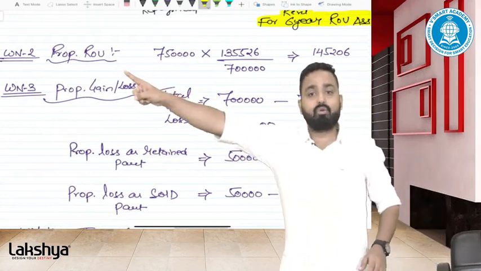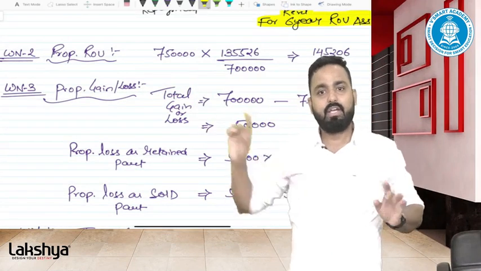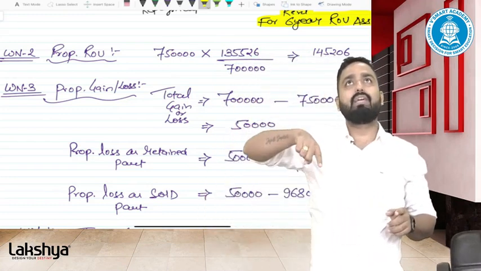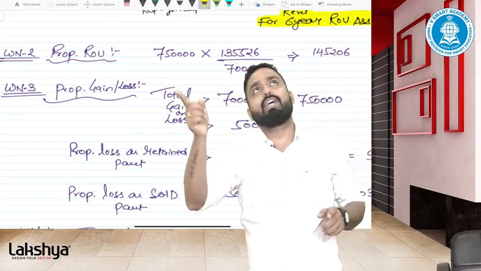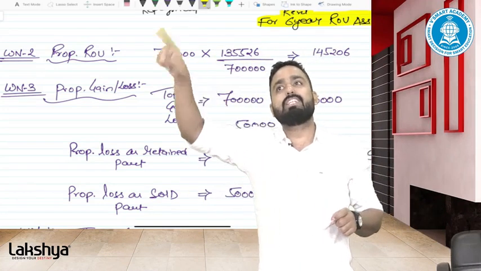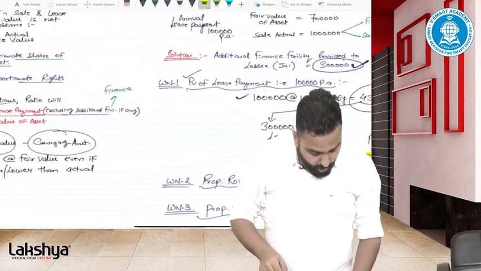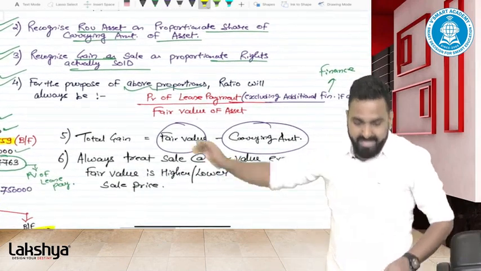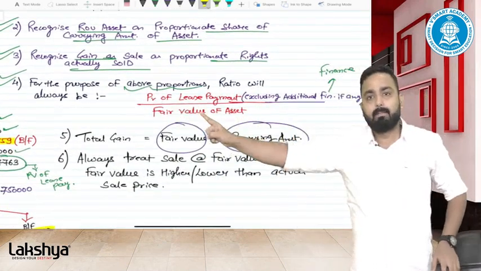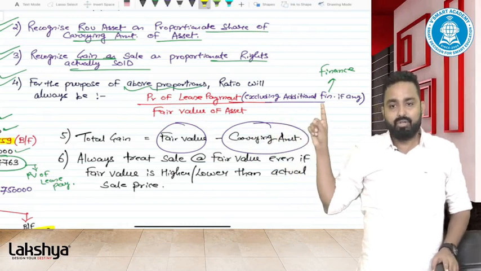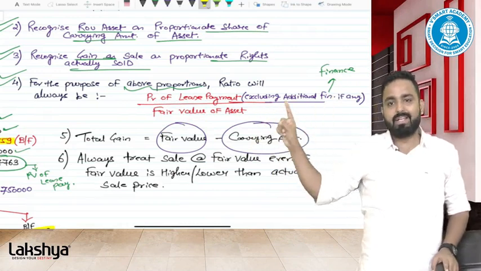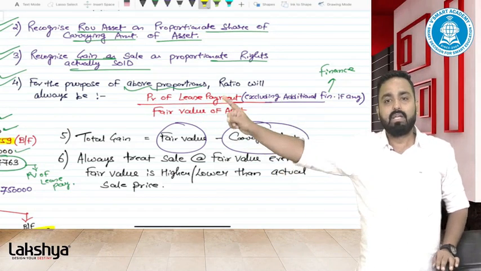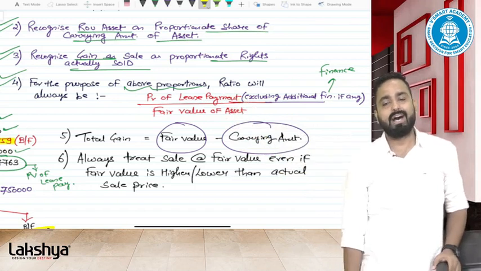Now, how to calculate the proportionate ROU? We know already. The ROU will be calculated in proportion of carrying amount. So the carrying amount 750. What is the ratio? The ratio is present value of lease payment divided by fair value. Now, please go back to our golden rule. Please see the fourth point. Now you will understand the relevance of this bracket, excluding additional financing if any. Now please read this fourth point to calculate the ROU.